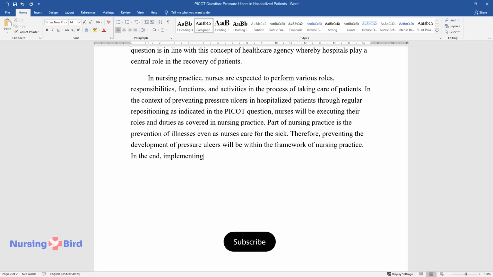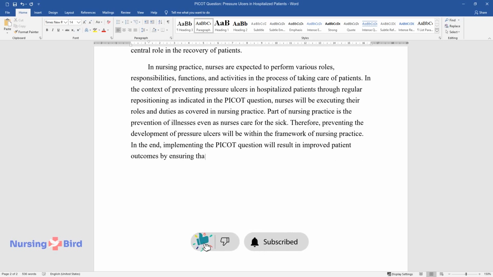In the end, implementing the PICO question will result in improved patient outcomes by ensuring that the affected individuals experience better care outcomes.